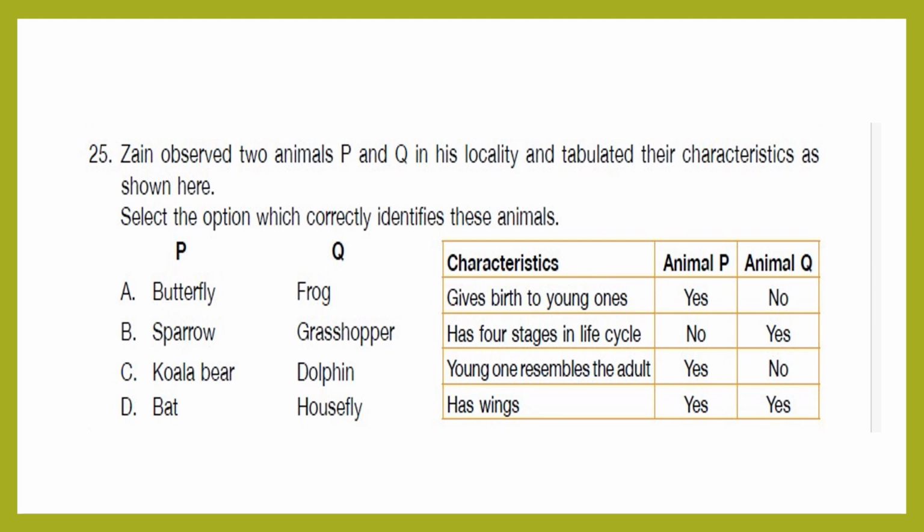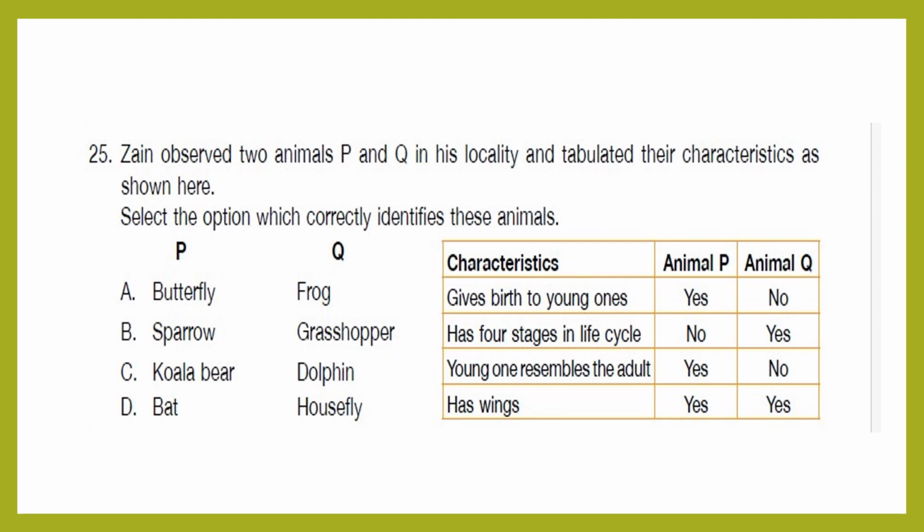Question number 25. Zan observed two animals P and Q in his locality and tabulated their characteristics as shown here. Select the option which correctly identifies these animals. Characteristic: animal P, animal Q. Give birth to young ones: animal P yes, animal Q no. Has 4 stages in life cycle: animal P no, animal Q yes. Young one resembles the adult: animal P yes, animal Q no. Has wings: yes for both animals.